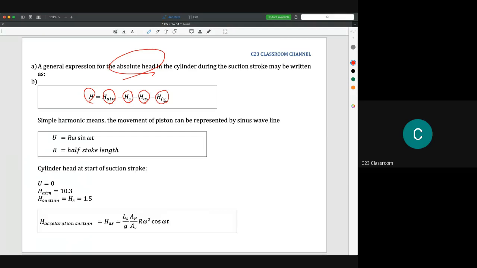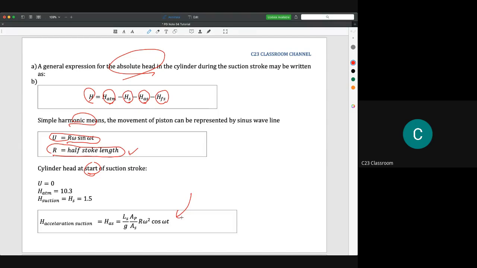Because the movement is harmonic, it can be represented by a sinusoidal curve. So we could assume that u is equal to r omega sin omega t. Our r here is actually half of the stroke length. This was also discussed previously: the relation between the diameter of the crank and the total piston stroke in the piston pump. Then we have three conditions: the start, the end, and the middle stage. The acceleration at suction is okay.